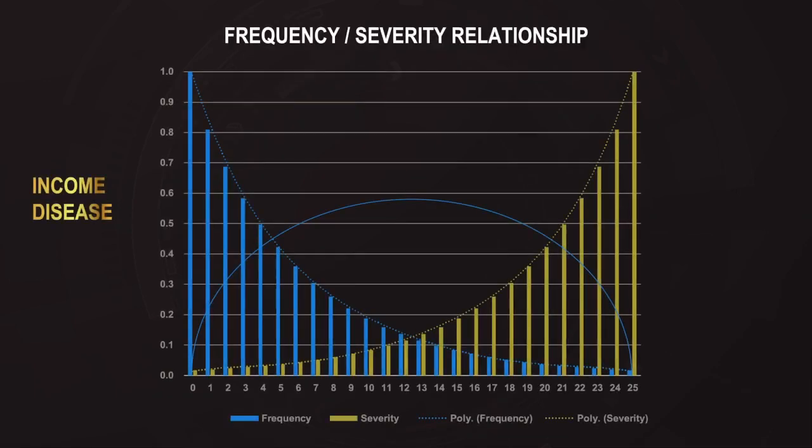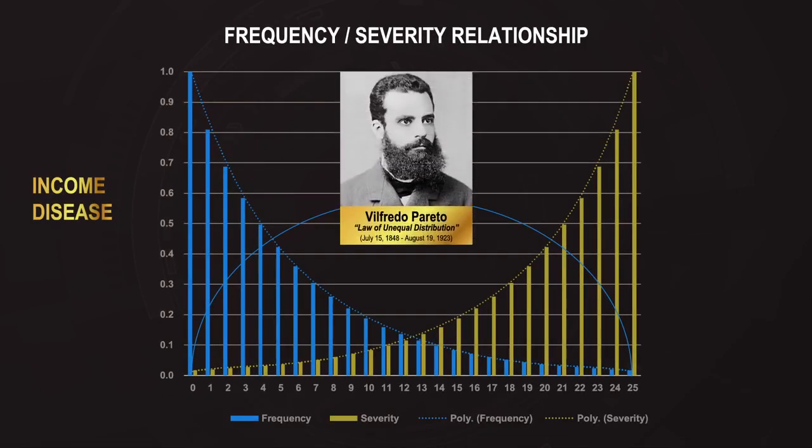This principle of nonlinearity was first articulated by Vilfredo Pareto, an Italian mathematician, back in 1896. Most of us have heard a simplified version of Pareto's law of unequal distribution called the 80-20 rule, or the principle of the critical few.